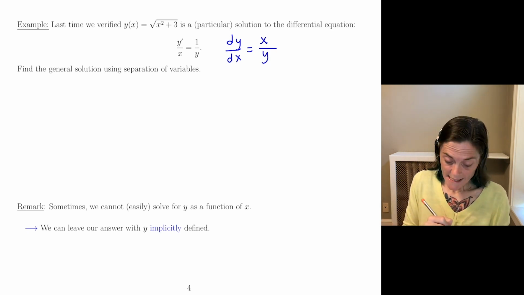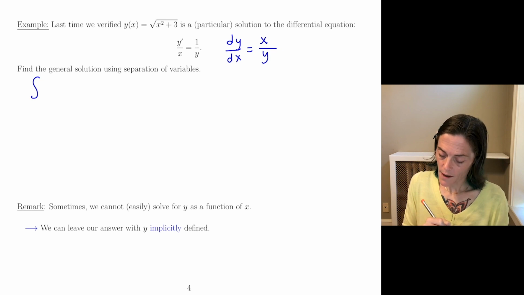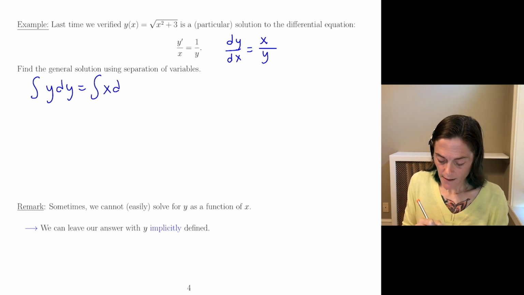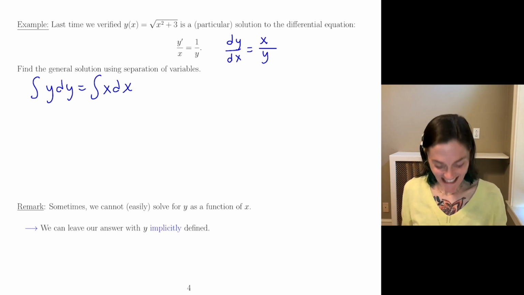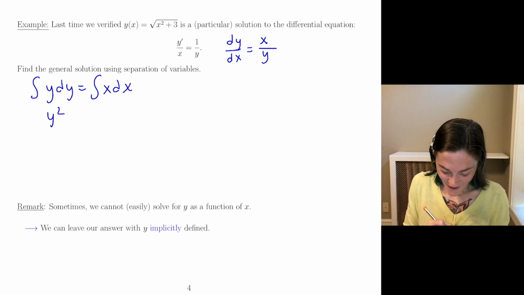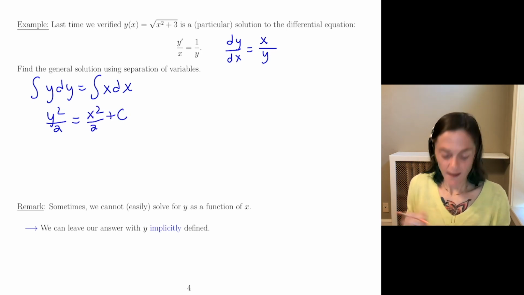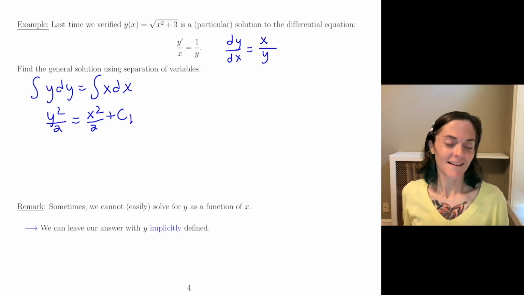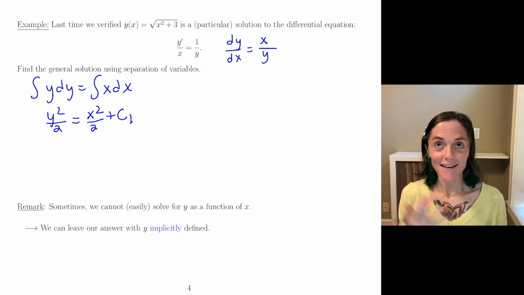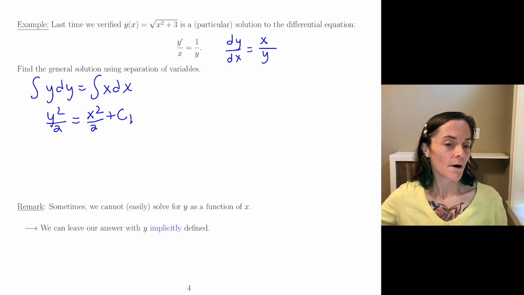All right, so we have an integral. This will be the integral of y dy equals the integral of x dx. Oh, these are very nice functions to integrate. We have y squared over 2 is x squared over 2 plus c. Maybe I'll even write c1. It's fine. We could call it c or c1, as I mentioned before.